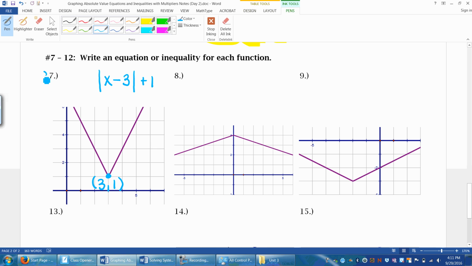Yesterday we were okay to just go ahead and put f of x equals out in front. Today I need you to take a look at the rate of change. This graph goes up 2 spaces and over 1 space. And I'm going to do that a couple of times just to check. And yes, it does go up 2 and over 1. So the multiplier out in front is a 2.